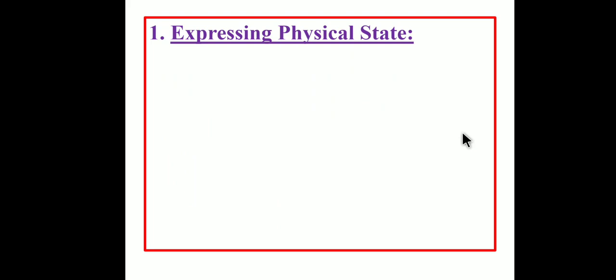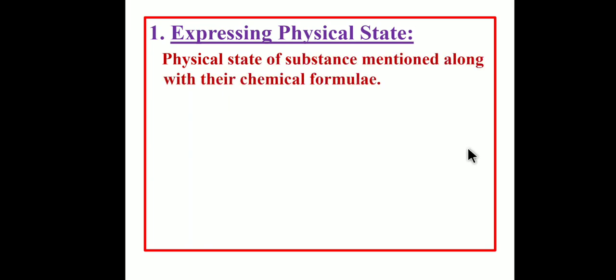The first one is expressing the physical state. There are three types of physical states. The physical state of a substance is mentioned along with its chemical formula. That means we have to mention the physical state of that substance along with the chemical formula. Along with the formula present, we have to mention the physical state or phase of that compound.